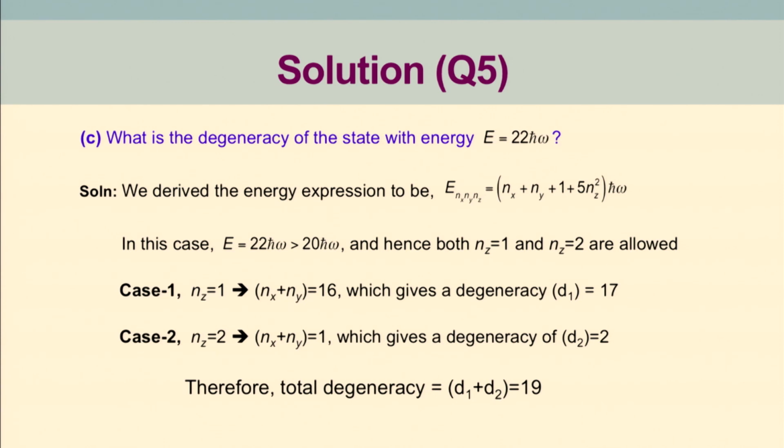So, in case 1, when nz is equal to 1, then nx plus ny is equal to 16, which gives me a degeneracy of 17, and this expression nx plus ny equal to 16 can be calculated from the actual energy expression. And in case 2, when nz is equal to 2, then nx plus ny is equal to 1, which gives me a degeneracy of 2. So, the total degeneracy in this case will be the sum of the degeneracies in the two cases, and the total degeneracy here is equal to 19.